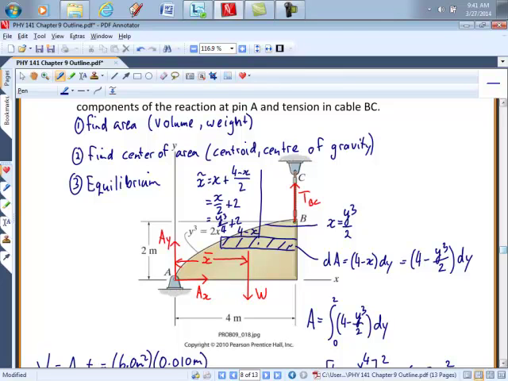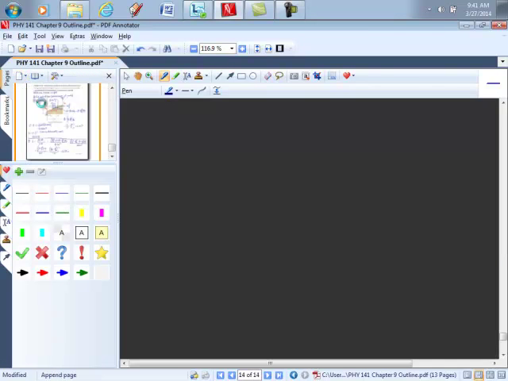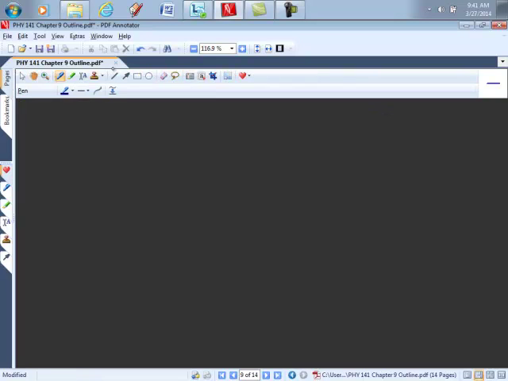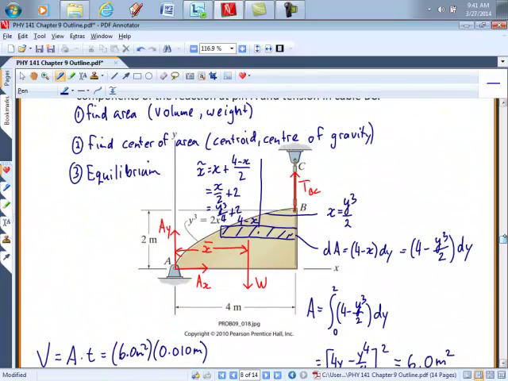All right, so we've done step 1 and we've done step 2. All we have left is step 3. And we're going to need a new page for that. So our equations of equilibrium, let me just copy that over.